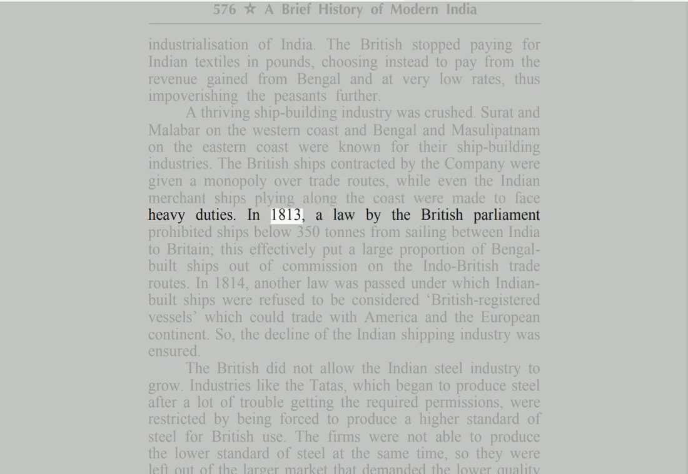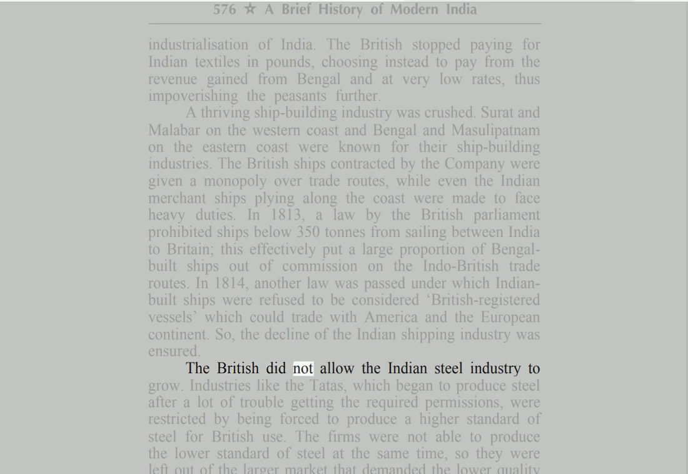In 1813, a law by the British Parliament prohibited ships below 350 tons from sailing between India and Britain. This effectively put a large proportion of Bengal-built ships out of commission on the Indo-British trade routes. In 1814, another law was passed under which Indian-built ships were refused to be considered British-registered vessels which could trade with America and the European continent. So, the decline of the Indian shipping industry was ensured.